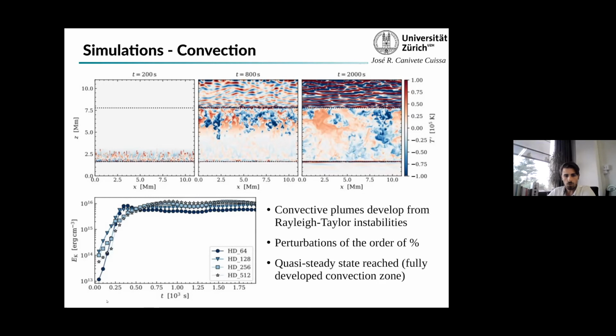Here on the bottom, I'm showing you the evolution of the kinetic energy as a function of time for the 4 different simulations, the hydro ones. And you can see that after the onset of convection, we have a growth of kinetic energy, and then it stabilizes. We reach a quasi-steady state where essentially the convection zone is fully developed.